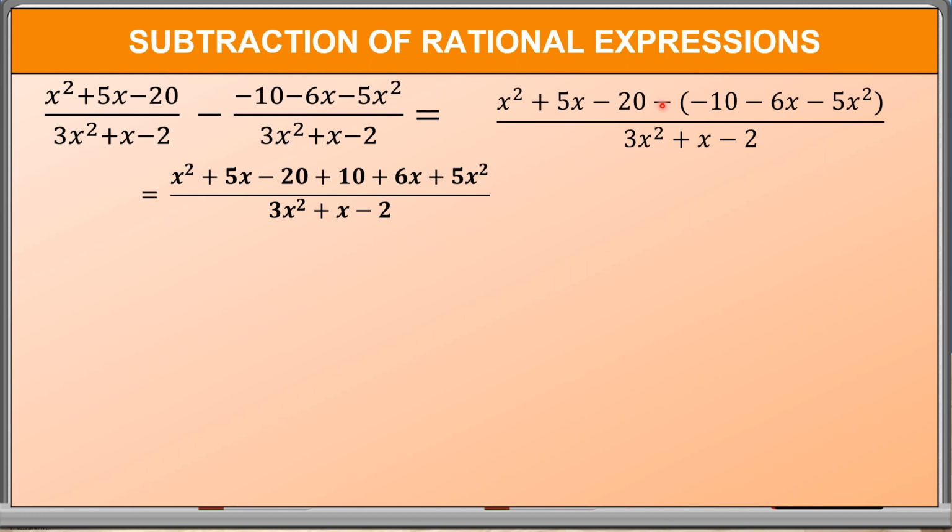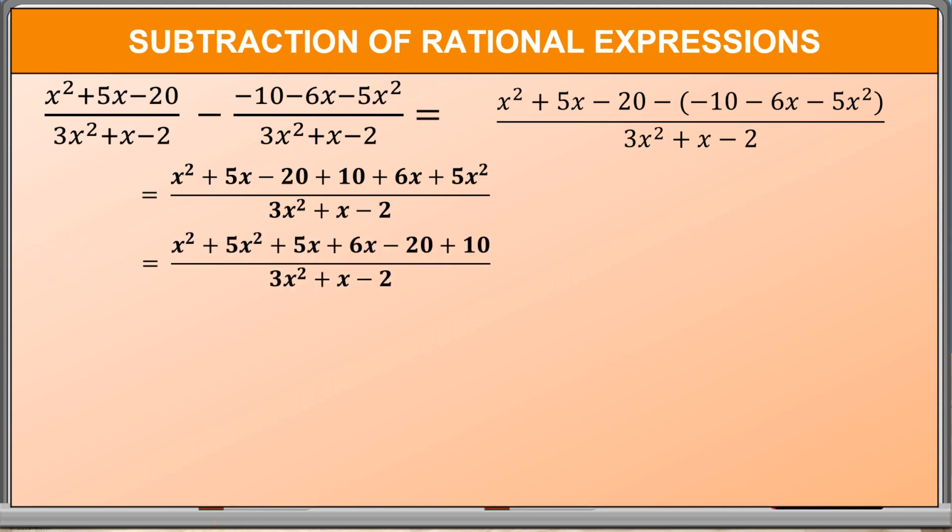O, papalitan natin to ng plus sign, kaya naging plus yun. Tapos ito pa, lahat po ng sign natin, ng subtrahend, ay papalitan natin. Okay, this is your subtrahend, di ba? Yung mina-minus natin. So, yung negative 10 na yan, magiging plus 10. Yung negative 6x natin, magiging plus 6x. And of course, yung negative 5x squared natin, magiging positive 5x squared yan. And of course, all over 3x squared plus x minus 2. Copy the common denominator.